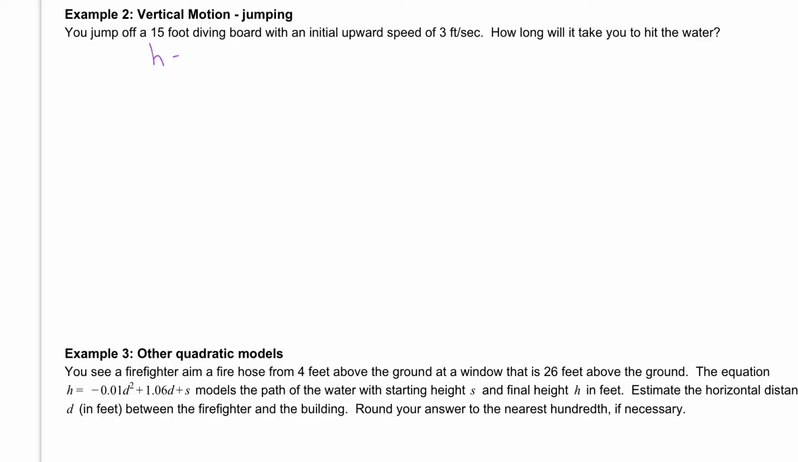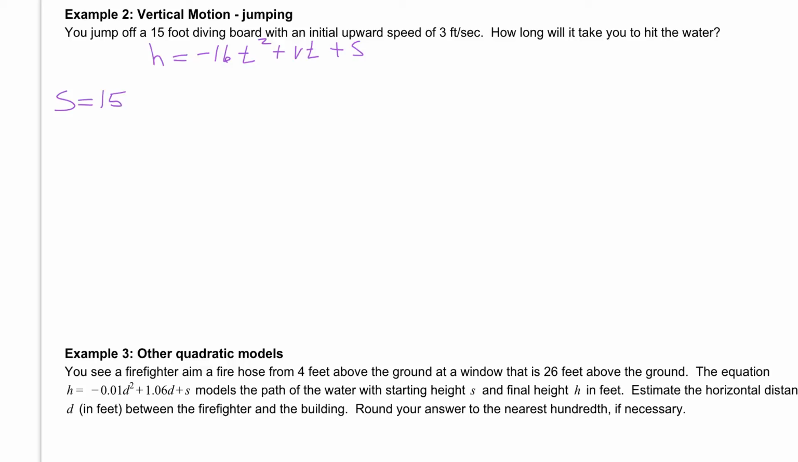h equals, now this time we have that initial upward velocity or speed, so we're using the second equation, which is negative 16 t squared plus v times t plus s. And what we want to do is label what we have. First it says we're jumping off a 15-foot diving board, which means our initial height, which is s, is going to be 15. So we know s is equal to 15.